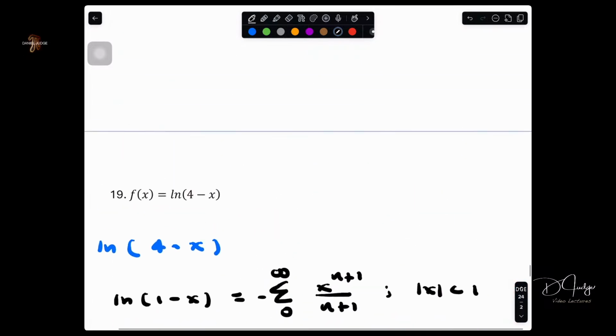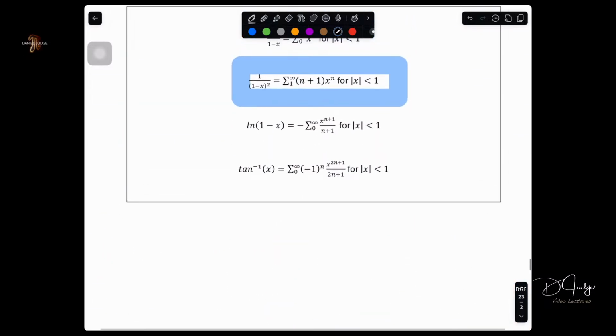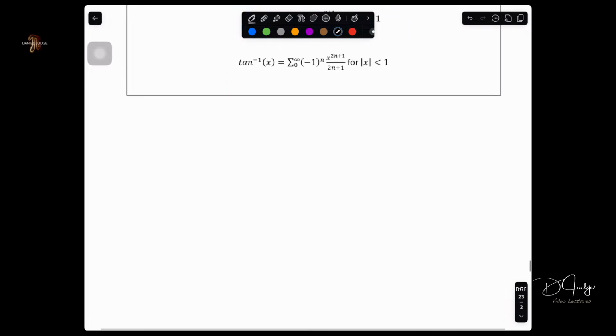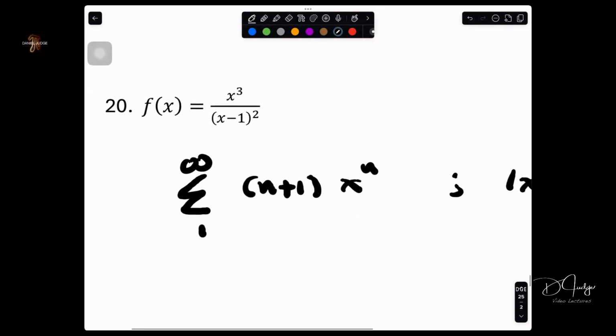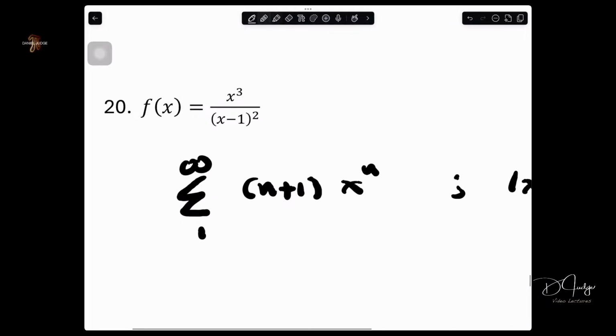Let's double check. 1 over 1 minus x squared is what you see here. Okay, that's 1 minus x squared. However, that's not what you see here. You've got x minus 1 squared. So we're going to have to fix that denominator now using a little algebra.